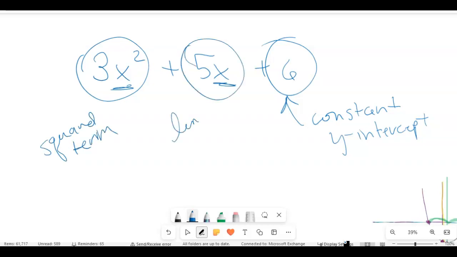This is called the linear term because notice it has a slope. It would form a line all by itself, so it's called the linear term. And then the squared term shows us that this is a quadratic, and then this number in front of that is called the coefficient.